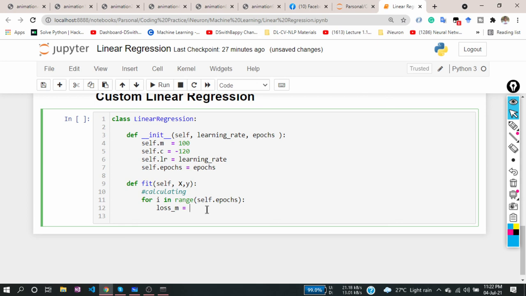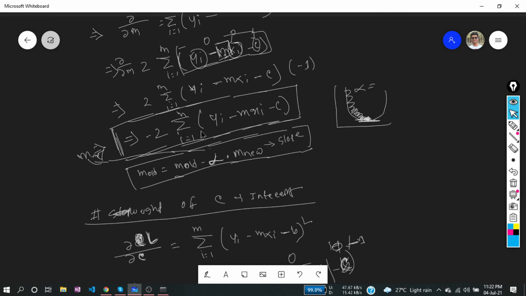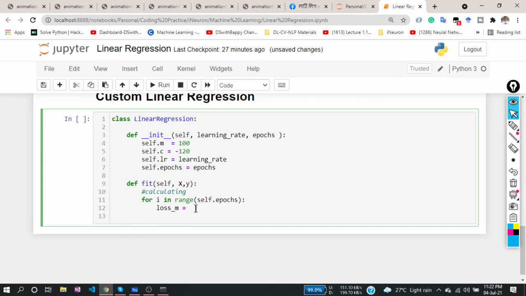Loss m. Now what was my formula? My formula was minus 2 summation of i is equal to 1 to m. 1 to m means how many observations you have, till then you will go. Then y_i minus m x_i minus c. Now we will exactly write this formula here. We will not edit it. What was my formula?